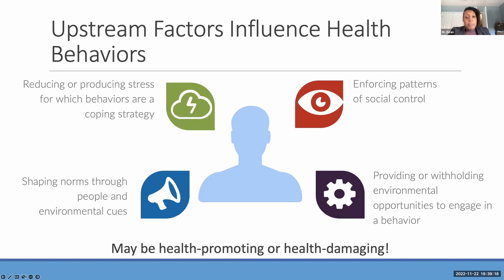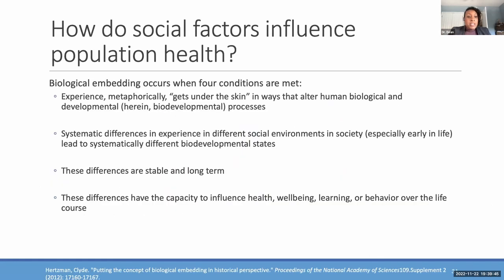And then there are other things. There are environmental opportunities to engage in a behavior. So for example, there might be physical conditions in a workplace that lead to poor ventilation, or if there's a lot of noise, or going back to our chimney example, right? Having physical and hazardous chemical exposure, those sorts of things, those might also influence health. And it's important to recognize that these factors might be health promoting or health damaging. It can go in either direction. And this doesn't just happen at the individual level, but we also think about how this might influence the health of a population. So we know, for example, at least at the individual level, this biological embedding can occur when a couple of conditions are met.